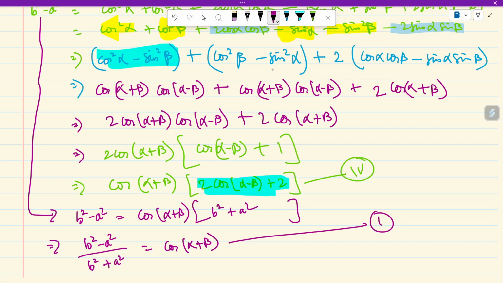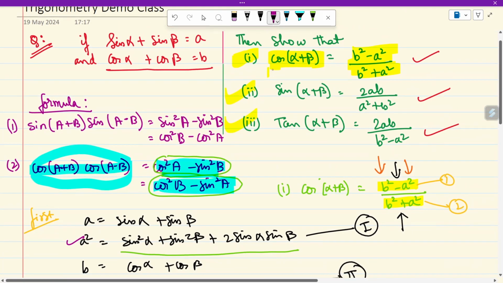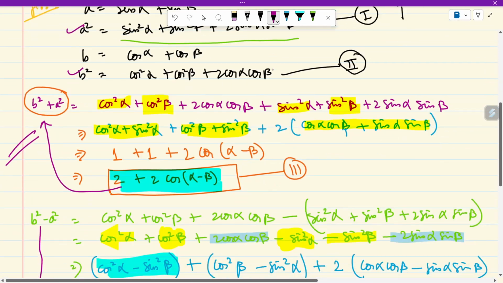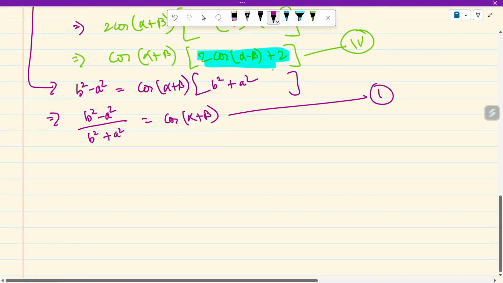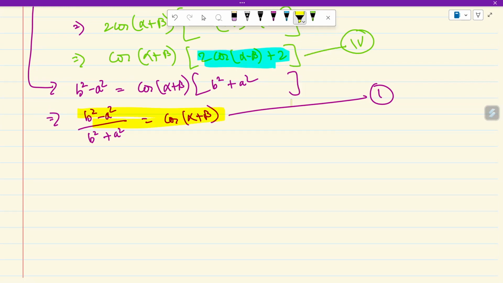This value that you are getting is the first answer, to show that the value of cos alpha plus beta is equal to b square minus a square by b square plus a square. That was the first answer. This we have done, the first part is proved. Now we have to find the second part, which asks us to find the value of sin alpha plus beta.